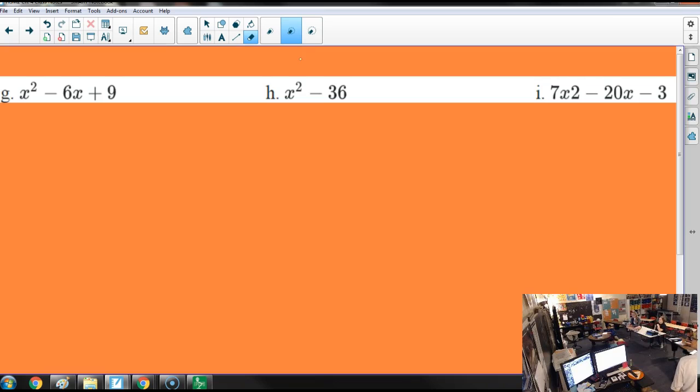Is I supposed to be 72x? Sorry, it's supposed to be 7x squared. I don't know why that square got goofed up in the formatting. That's 7x squared minus 20x minus 3.